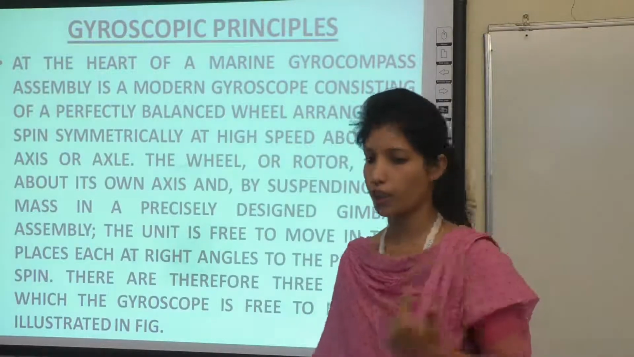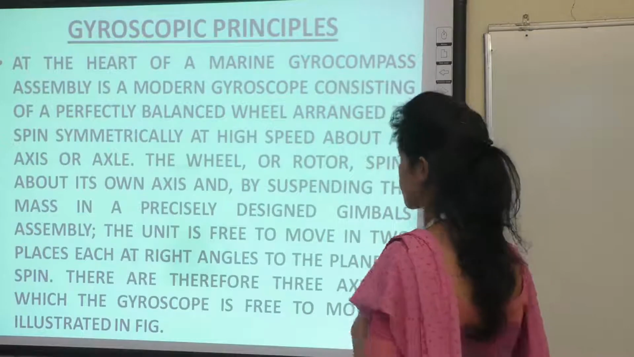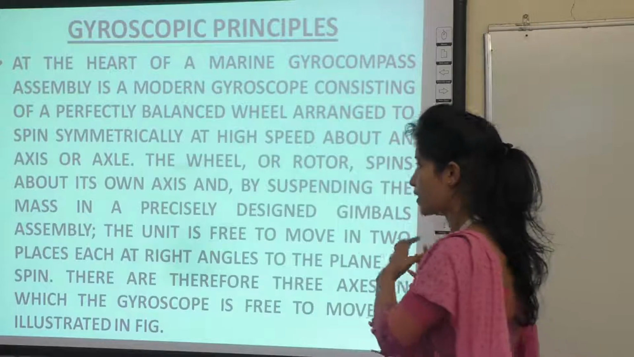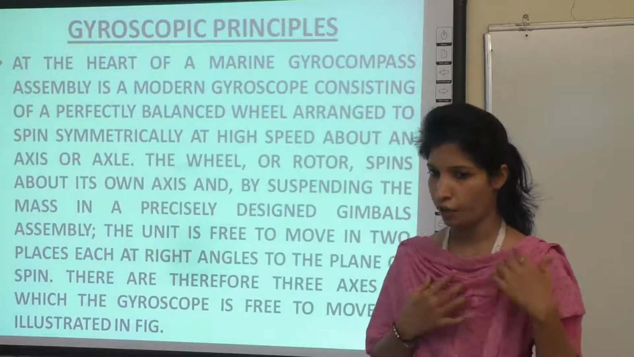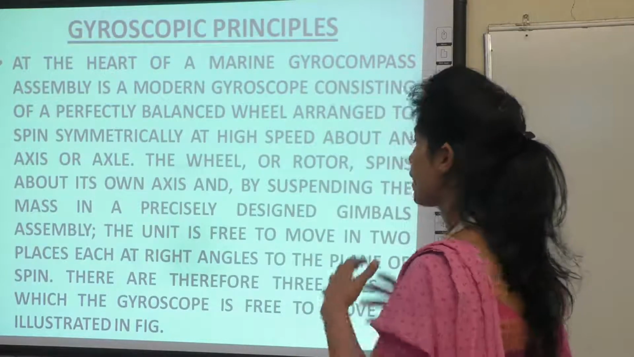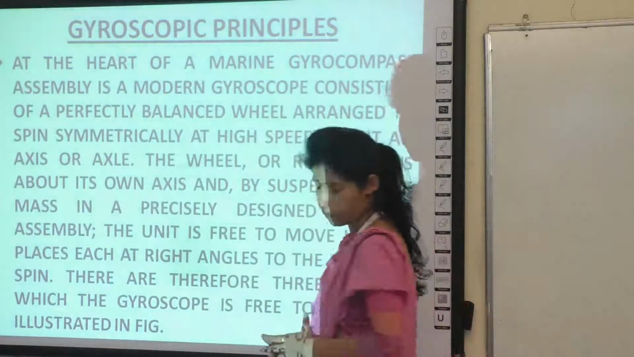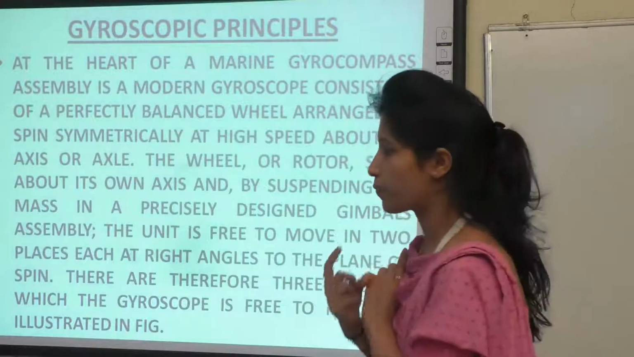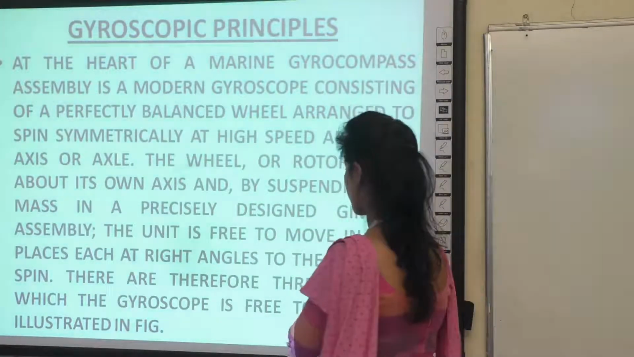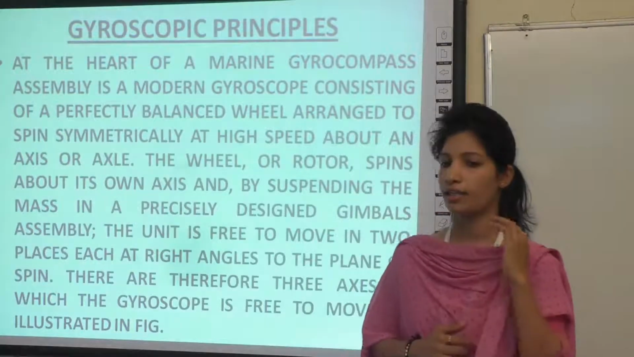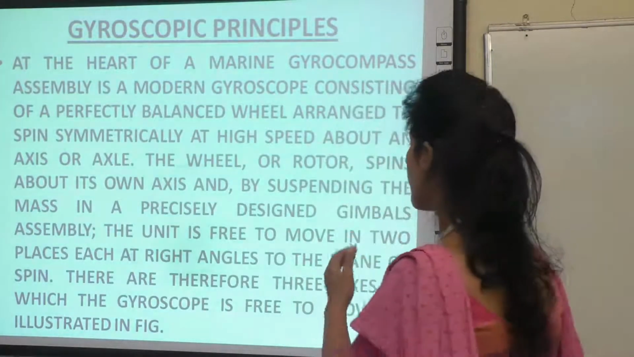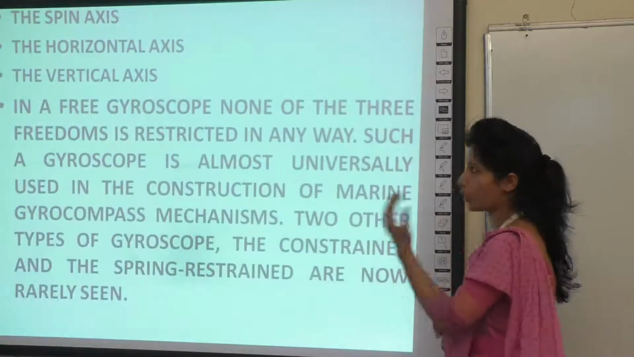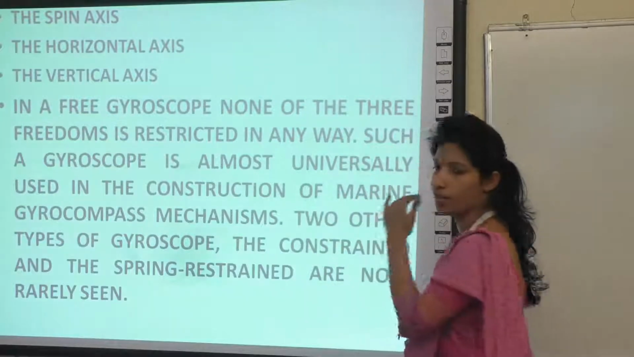The wheel or rotor spins about its own axis and is suspended in an efficiently designed gimbal assembly. The unit is free to move in two planes, each at right angles to the plane of the spinner. This is what I have shown in the picture, like the spin axis and the right angle axis to the plane. There are therefore three axes about which the gyroscope is free to move, as illustrated in the figure. This is what I have shown in the figure: the spin axis, the horizontal axis and the vertical axis.